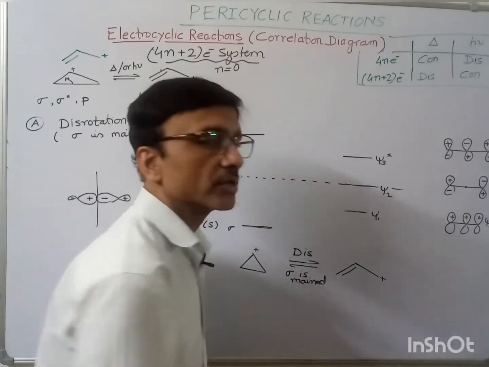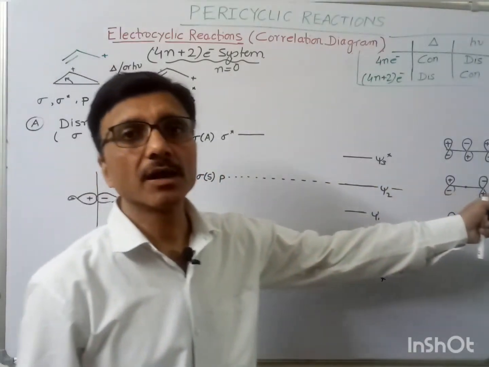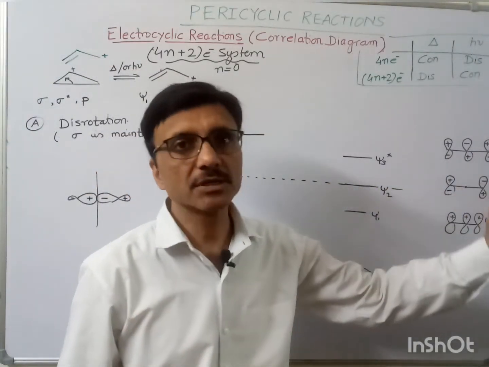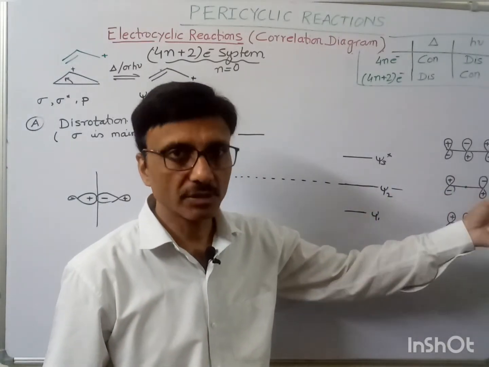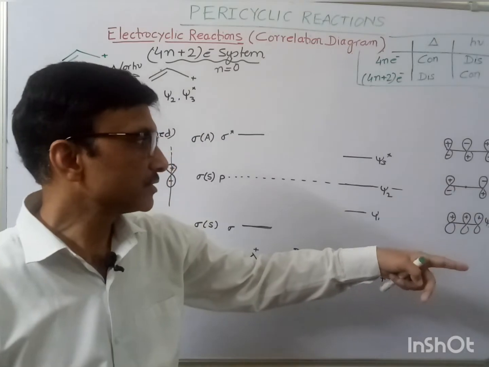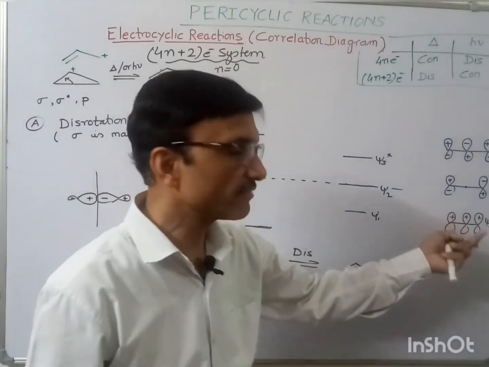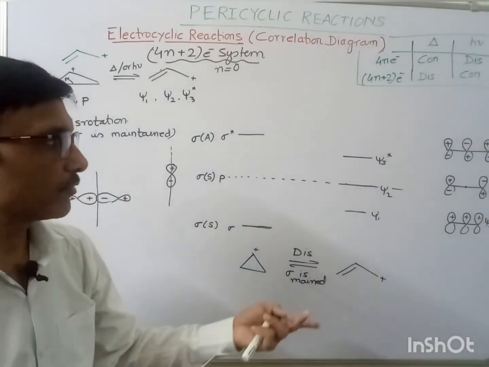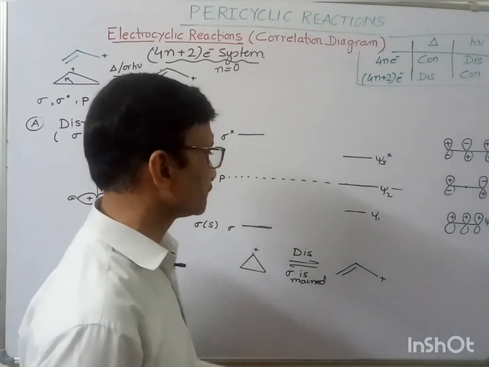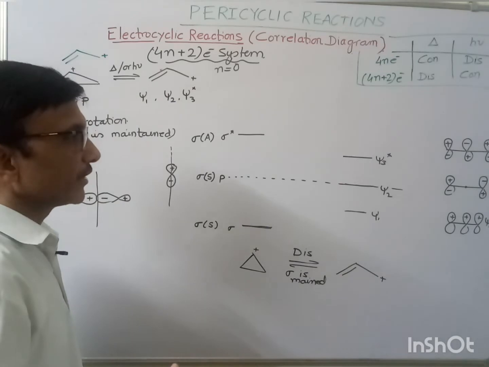You can see the molecular orbital diagram. In my previous lecture, I discussed the molecular orbital diagram for this odd carbon system, the 3 carbon system, 5 carbon system, as well as the 7 carbon system. In this way, we can draw the molecular orbital diagram for any type of odd carbon system. I have given that rule there.